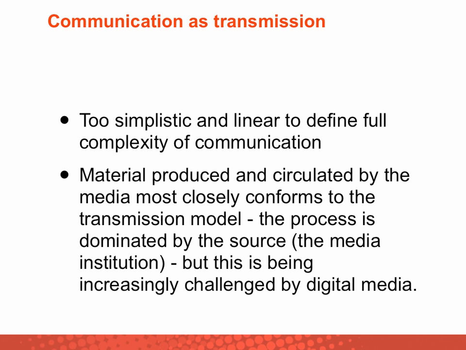Now the problem with the transmission model is that it's very simplistic, and the fact that it's linear becomes problematic in terms of understanding the full complexity of communication. Material produced and circulated by the media is what we most commonly understand as the transmission model. The process is dominated by the source, in this case the media institutions, and this is now increasingly being challenged by digital media. So the main problem with the transmission model is that it does not take into account the complexity of communication, and the fact that it reduces communication to a single linear perspective means that it cannot account for what happens after transmission and reception happens.